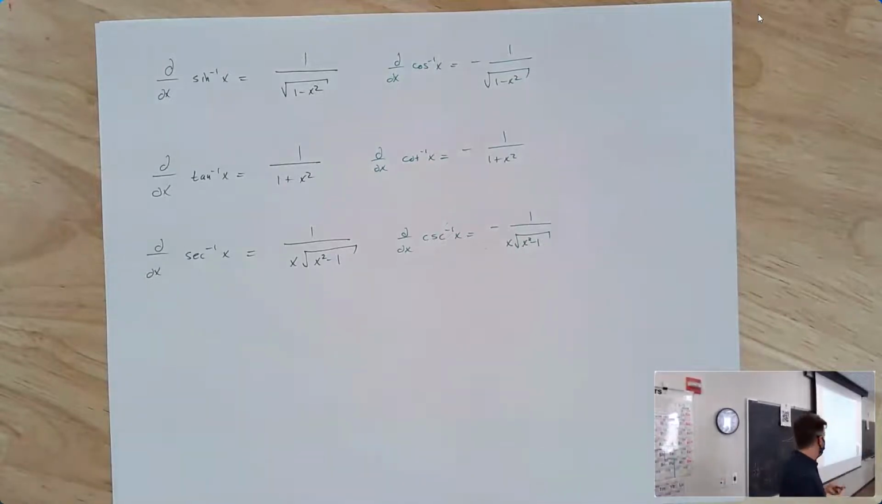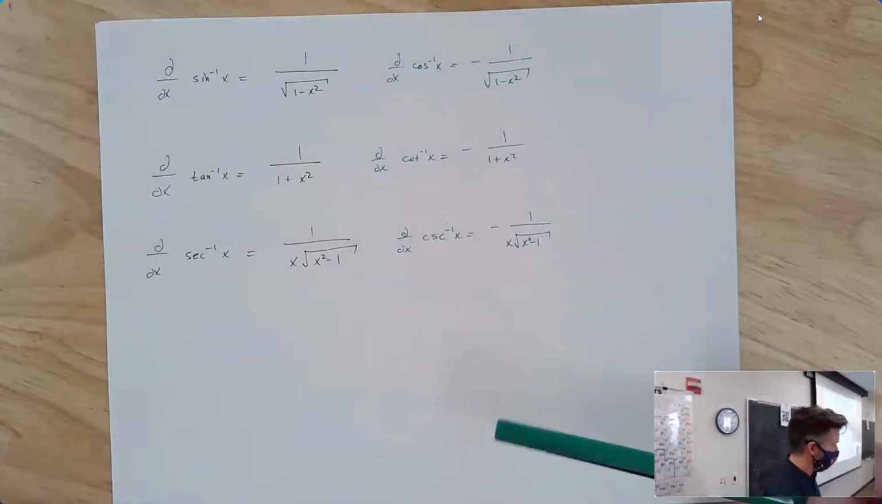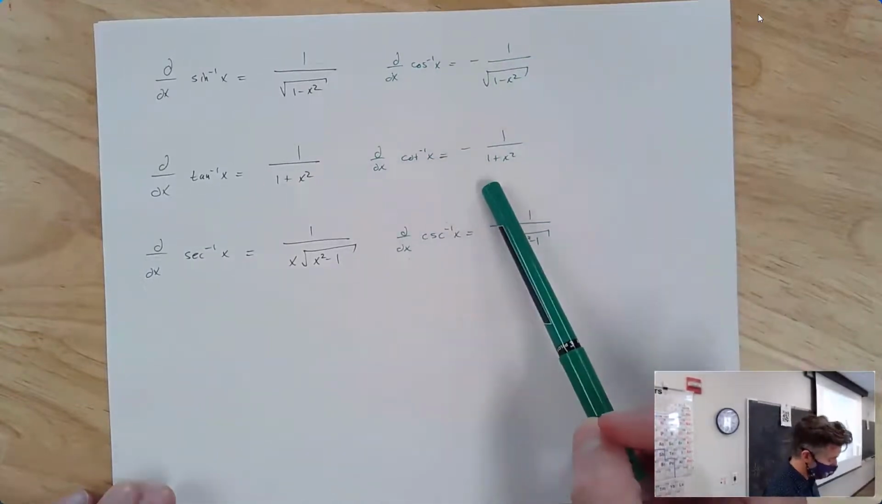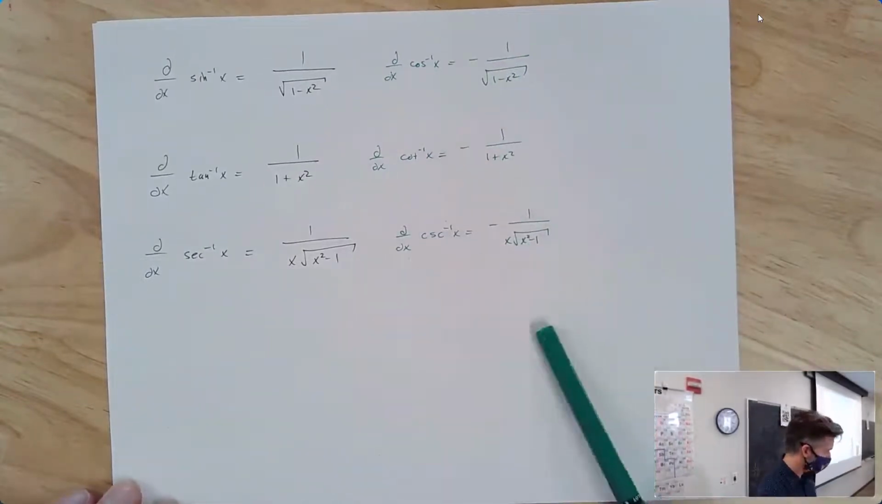Something worth recognizing is just like with the regular trig functions, the derivative of a co-function is always negative. So the derivative of cosine is negative sine of x, the derivative of cotangent of x is negative cosecant squared of x, and the derivative of cosecant of x is negative cosecant of x times cotangent of x. And for the inverse functions, the derivative of inverse cosine has a negative. The derivative of inverse cotangent has a negative. The derivative of inverse cosecant has a negative.